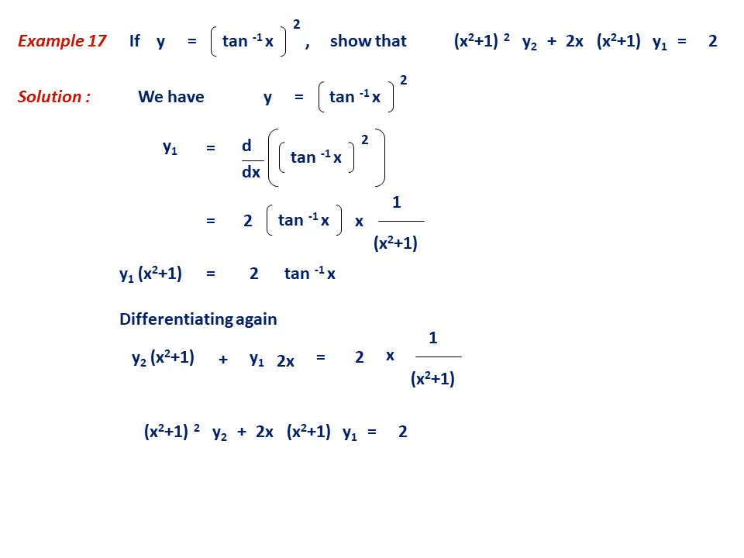Let me repeat again. In the same question, what students normally do is find y2 directly without taking x square plus 1 to the left side. That is also correct, but the calculation becomes very, very lengthy. Differentiation becomes more complicated. Therefore, if you multiply the left side with x square plus 1, or cross multiply the x square plus 1 which is on the right side, differentiation becomes simple and you get the answer directly. So this is example 17.